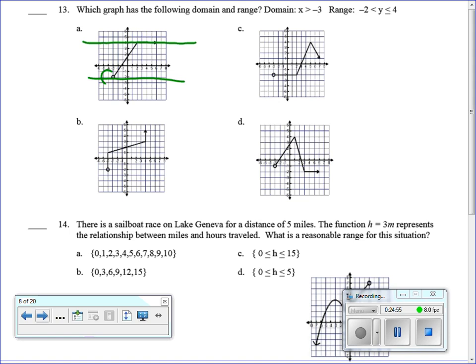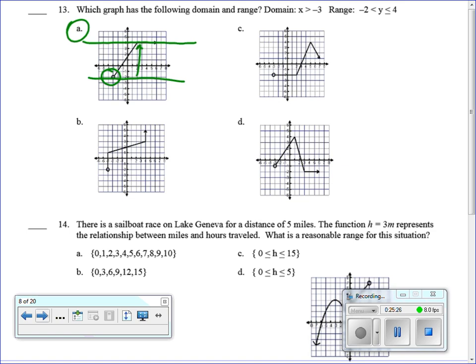Our graph does start at -2, and again, it doesn't include it because we see that there's an open circle there. It goes up to 4, and it is including 4 because our line is actually touching 4. So this one has both the correct domain and the correct range. So this is the graph that has a domain of x is greater than -3 and a range of -2 to 4.